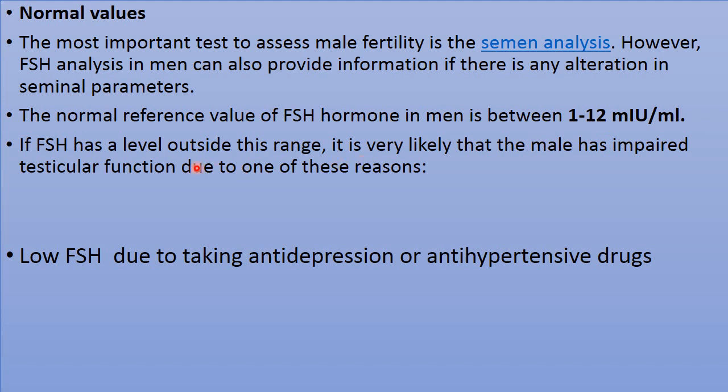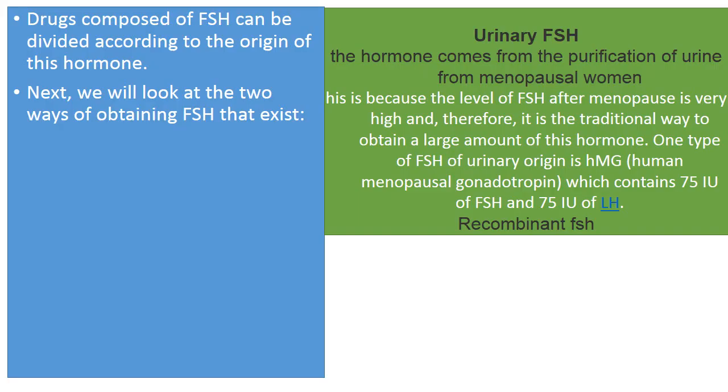If the FSH level is outside this range, it is likely that the male has impaired testicular function due to one of these reasons: low FSH due to taking antidepressant or antihypertensive drugs. Now, FSH can be divided according to the origin of this hormone. Next we will look at the two ways of obtaining FSH.